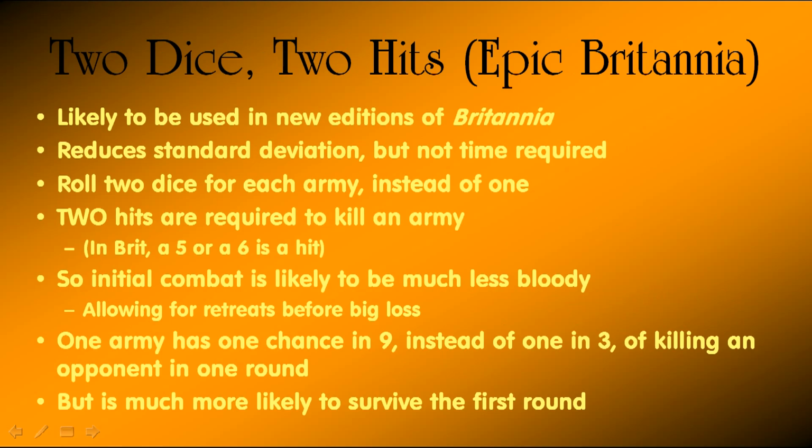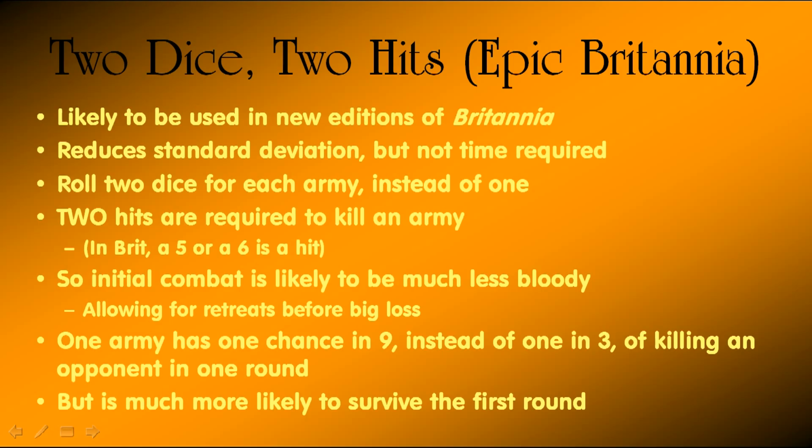The second method is to use 2 dice and 2 hits. I'm going to use this in Epic Britannia, Conquer Britannia, new editions of Britannia. It reduces the standard deviation, but you're actually rolling more dice, and it could take longer. You roll 2 dice for each army or unit instead of 1. 2 hits are required to kill an army.